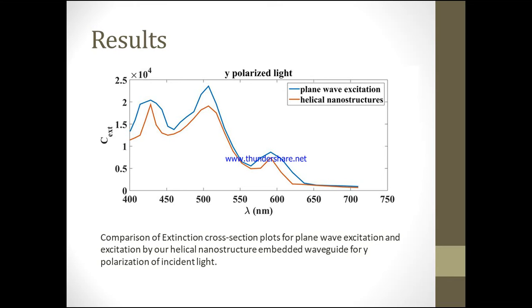So the plane wave excitation where there is no chiral geometry is in the blue line, and in the red line we have the extinction for the helical nanostructures, which is our sample. So now we can see one thing very clearly.